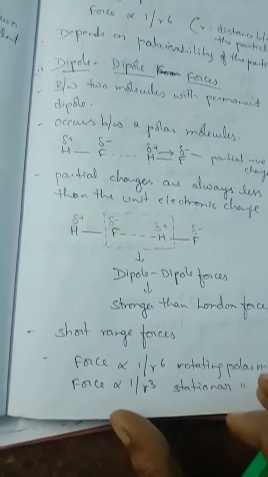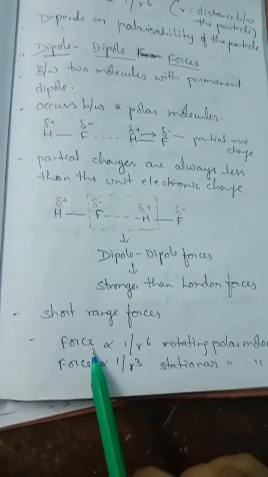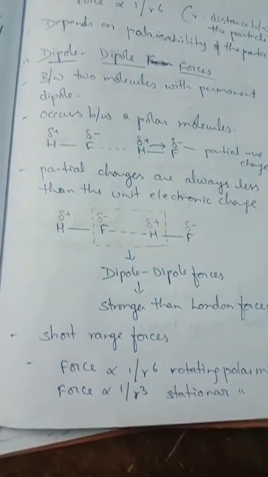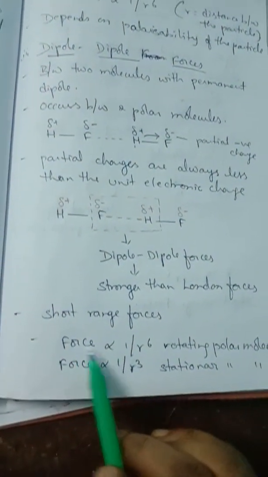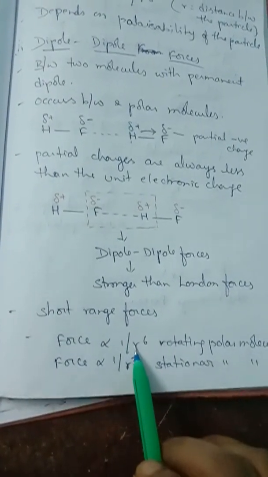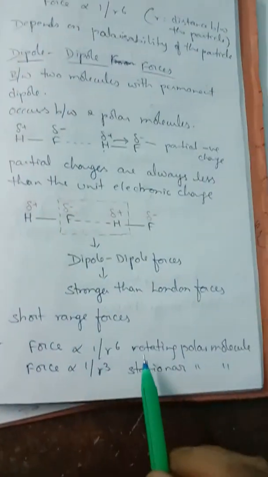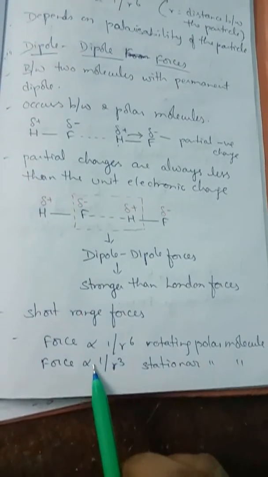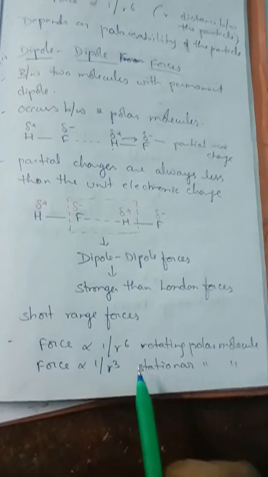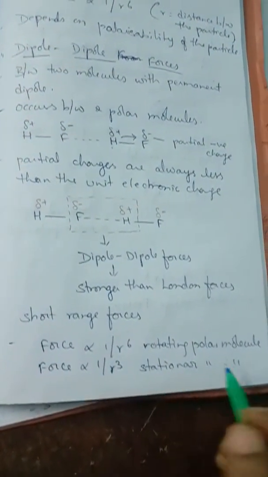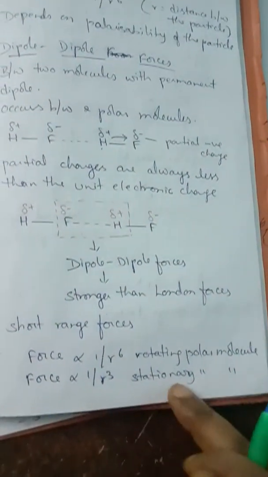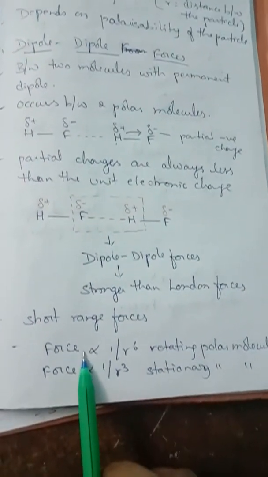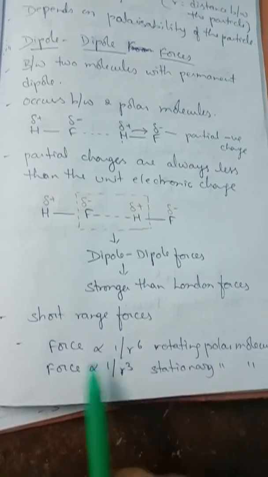Here the interaction energy is inversely proportional to the distance between the polar molecules. Force is directly proportional to 1 by R^6 when the molecules are rotating polar molecules, and force is directly proportional to 1 by R^3 when the molecules are stationary polar molecules. When it is rotating, the interaction energy will be this.